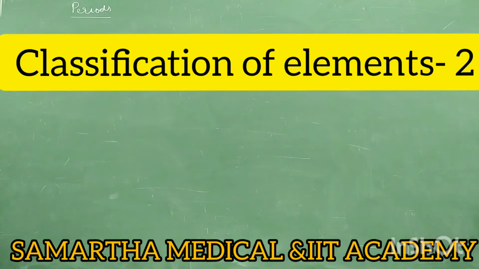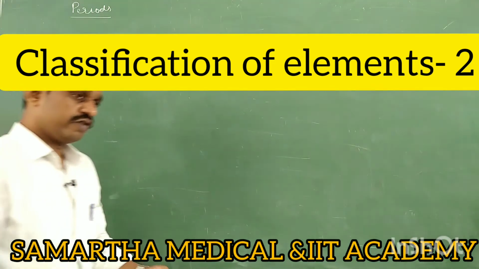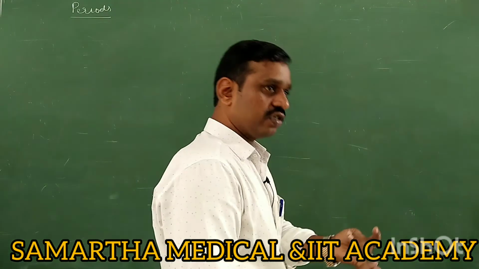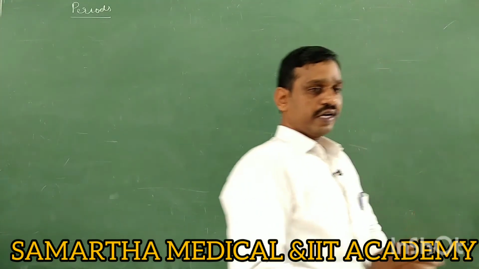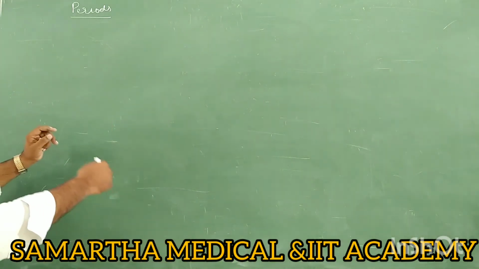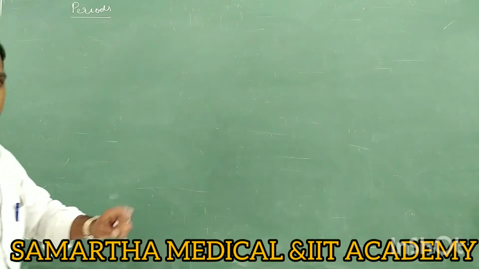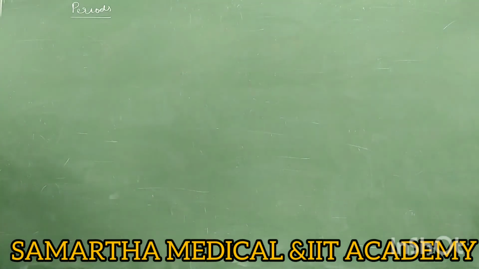So the modern periodic table contains 7 periods. What are the 7 periods? Shortest, short, short, long, long, longest. We studied last class the starting element, the ending element, and the number of elements. Now let's study each and every period in detail.